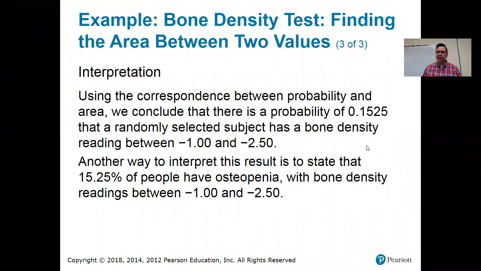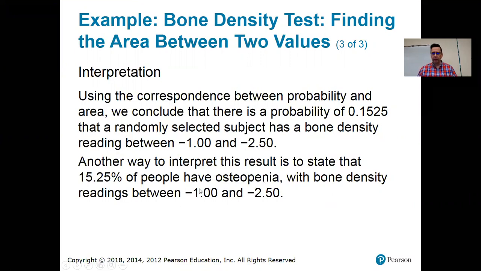Okay, so the interpretation of that problem, the probability is 0.1525 that a randomly selected subject has this osteopenia condition because their bone density reading is between -1 and -2.5.